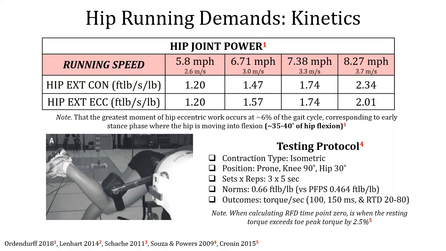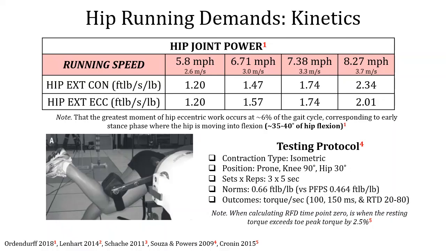And you can see here that the position would be prone, the knee flexed to 90, the hip at 30 degrees, that's 30 degrees off of the flexed position of 90 degrees. Sets and reps is 3 to 5 seconds. And then norms for the force that you would expect relative to body weight were described by Powers et al. When they compared a healthy cohort to a patellofemoral pain syndrome cohort, the PFPS group produced about 0.46 foot-pounds per pound of body weight, whereas the healthy group was at about 2/3 of body weight. The outcome that you're looking for, again, is going to be rate of torque development.